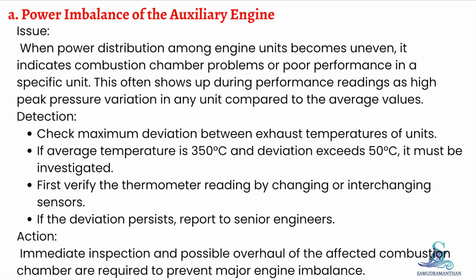The first step is to assess the degree of imbalance. Observe the maximum deviation between minimum and maximum exhaust temperatures. For example, if the average exhaust temperature is around 350 degrees Celsius and the deviation of any particular unit is 50 degrees Celsius or more, it must be investigated. Start by interchanging the thermometer to confirm correct readings. Once confirmed, the matter must be brought to the notice of the senior engineers, and corrective action must be taken without delay.